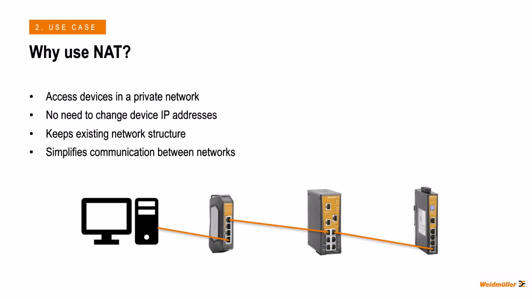NAT makes it possible to access devices located in a private network without changing their original IP configuration. A typical scenario is a serial machine builder who sells several machines to one customer, and the machines shall run in the same network and have to be individually reachable. Then the adjustment of the IP addresses can be reduced to changes only in the router and not in all components of the machine.